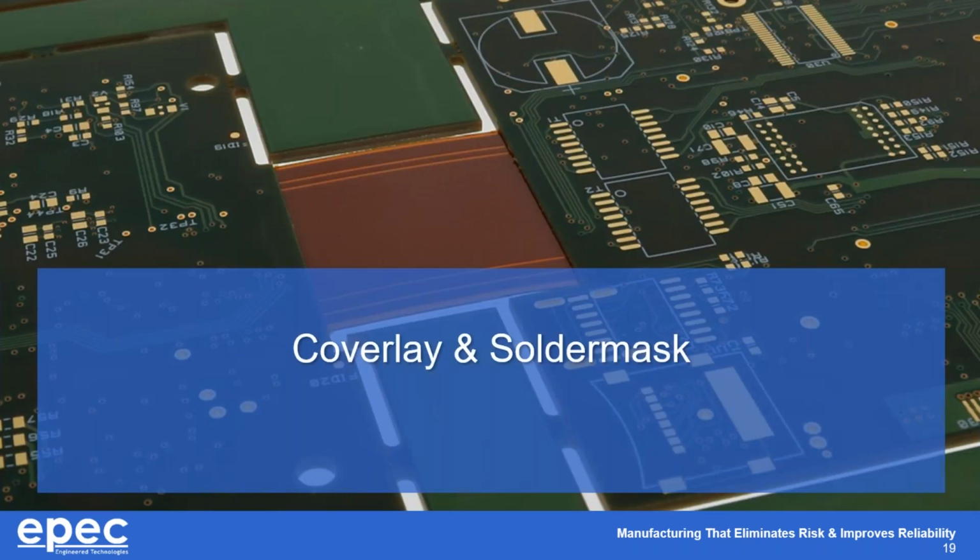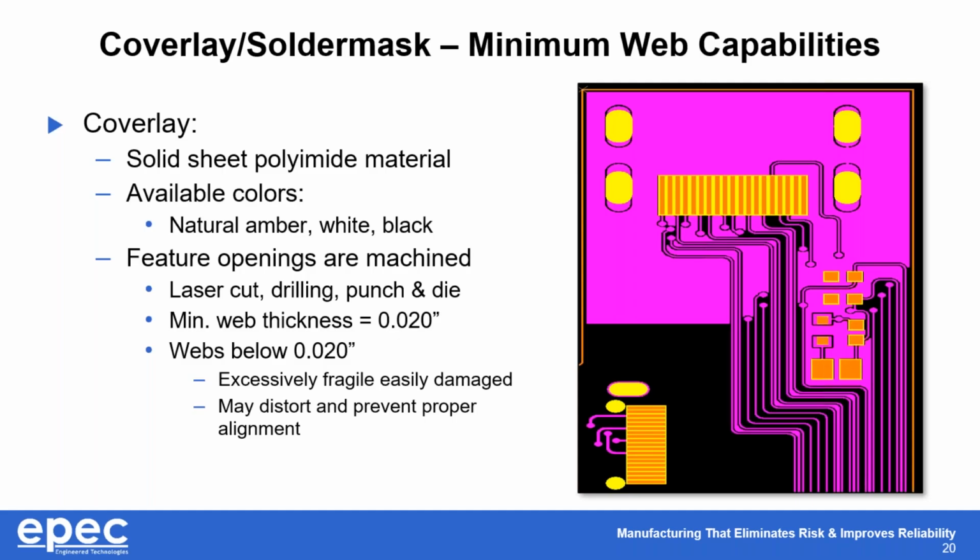So moving on to Coverlay and solder mask. Starting with Coverlay. Coverlay is a solid sheet of polyimide material that gets applied on the outside of flexible circuits to encapsulate and protect copper with selective openings for pads. These come in 3 primary colors: natural amber, white, and black. Unfortunately, those are the only ones we can supply at this time.